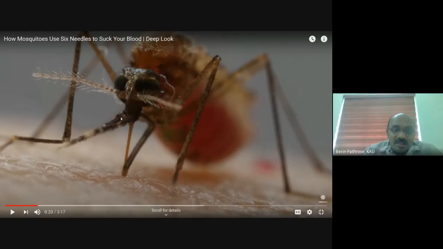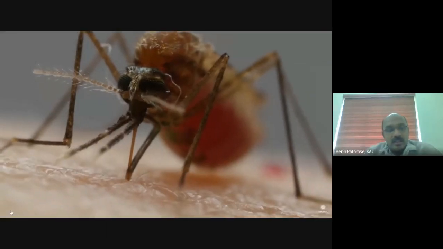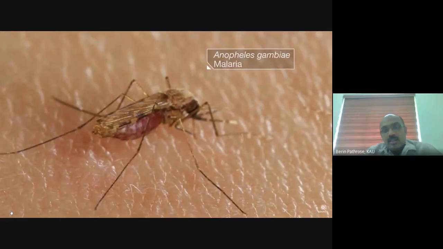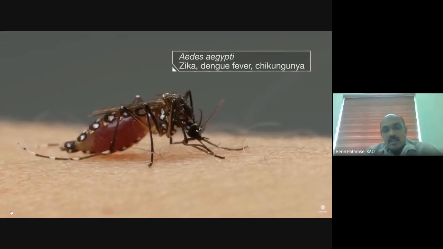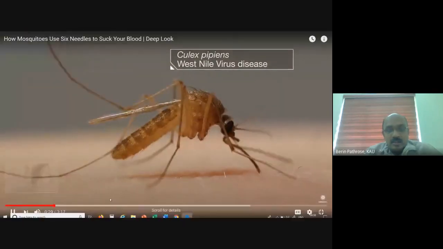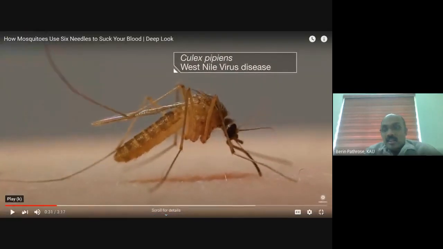And these two are the maxillary palpi. In some mosquitoes, this maxillary palpi may be extremely short, but in some mosquitoes, it is elongate. See, it is extremely clear. The proboscis is slightly bending and the stylets are inserted.